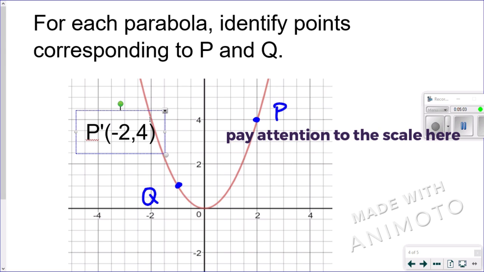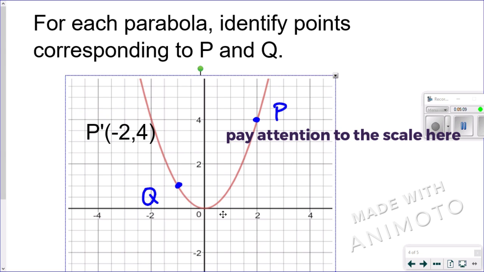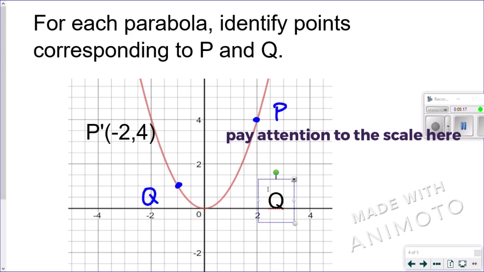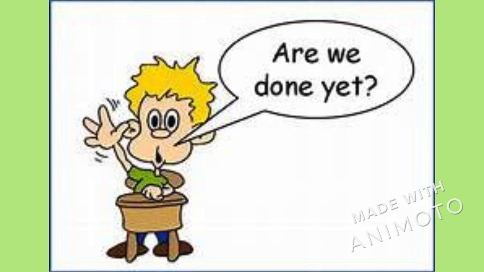So P prime, which is right here, will be at -2, 4. And then Q is at -1, 1. So Q prime, again, has to be the same distance away from the axis of symmetry. So Q prime is going to be at 1, 1, because it's 1 unit away from the axis of symmetry.